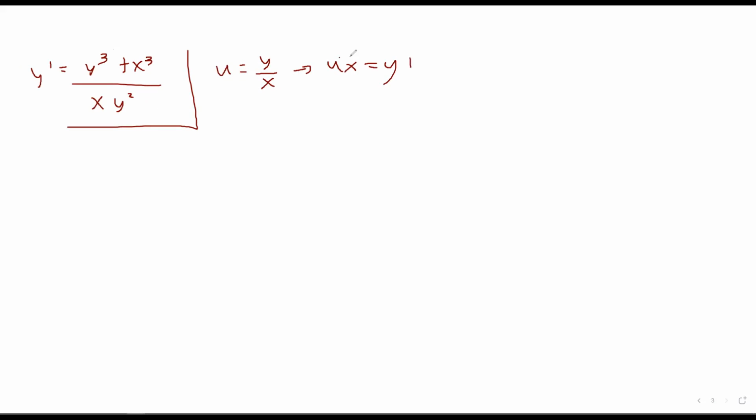The product rule for taking the derivative. Yes, that's correct. So we will take the derivative of both sides in order to find out what y prime is. And of course, the derivative of ux is u prime x plus u x prime. Now, if you're wondering, what is x prime? Remember that we're taking the derivative with respect to x or t or whatever the independent variable is in such an equation. So x prime is just 1. I'll cross that out. And this is equal to y prime. So y prime equals u prime x plus u.